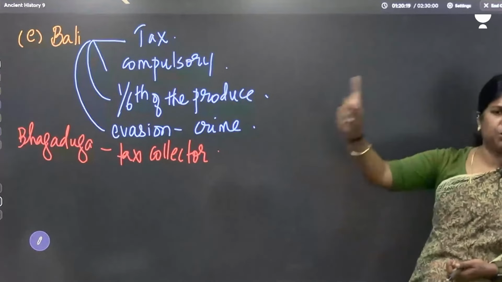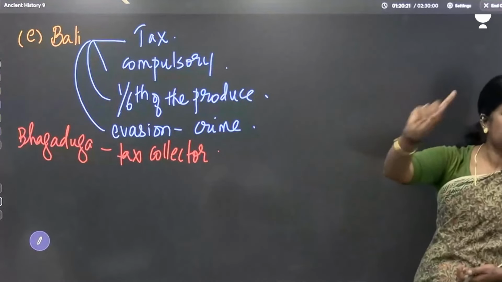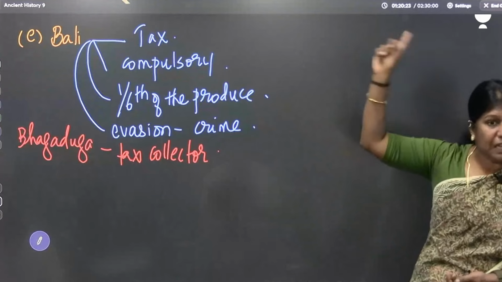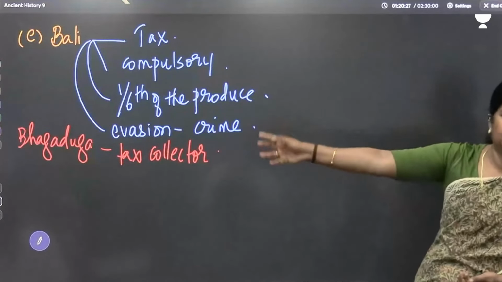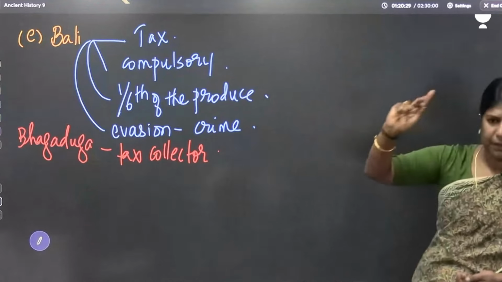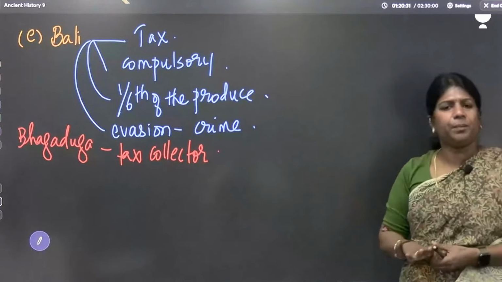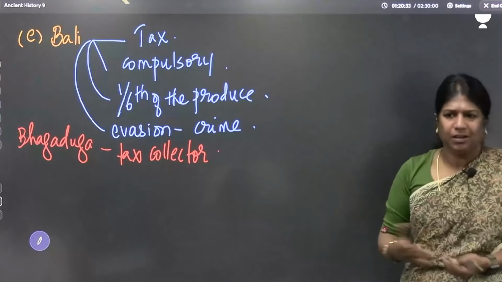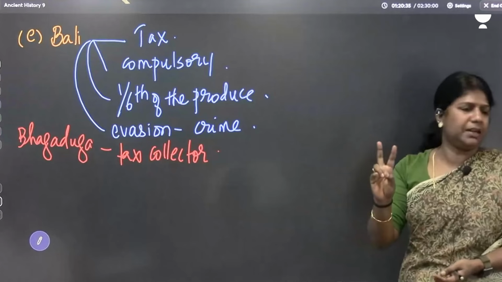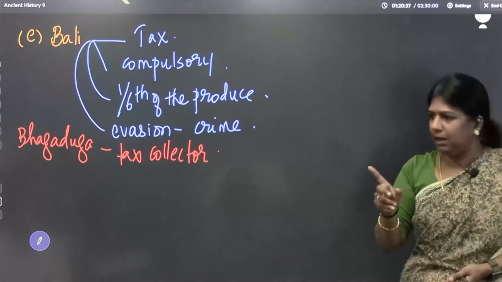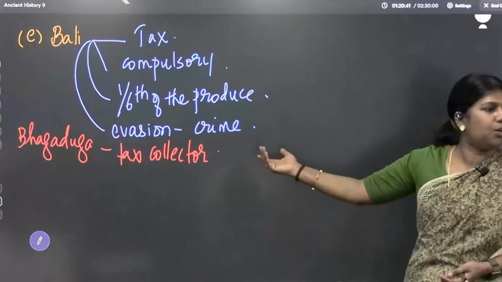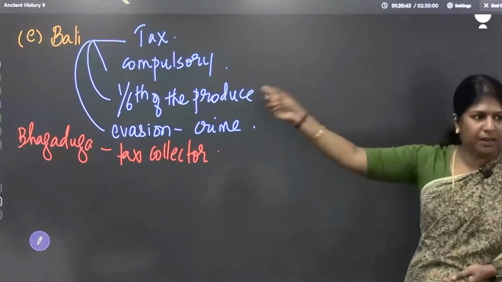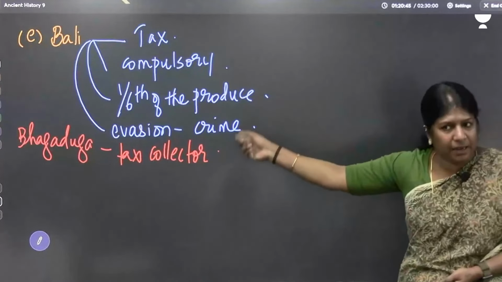So this Bhagaduga is one man. This Bhagaduga will go to the Gramani. Gramani will give everything to the Bhagaduga. Bhagaduga will take it. So are you getting it? And these are all perishable items only, don't you think? See, there are two types of tax. One is cash, one is kind. Kind is you give tax in the form of goods. Cash, there is no money economy. So how will they pay? So Bali becomes tax in the later Vedic period.